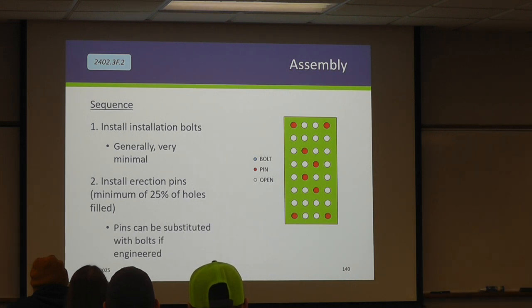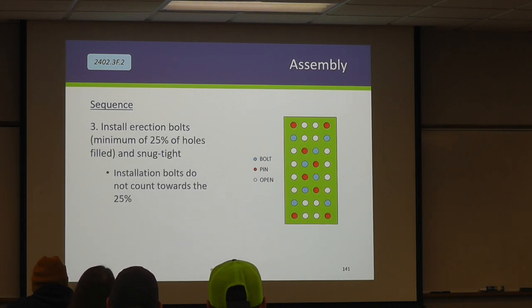This 25% can be substituted for bolts if there's a plan. You will never have a job though where you're not gonna have at least 4 drift pins on each one, because the bolts can't set geometry. Right, they're undersized.